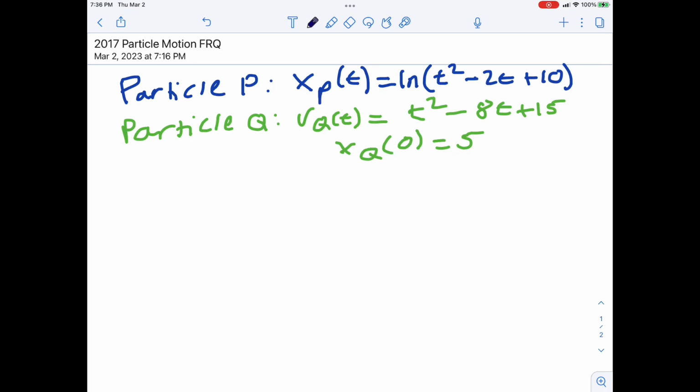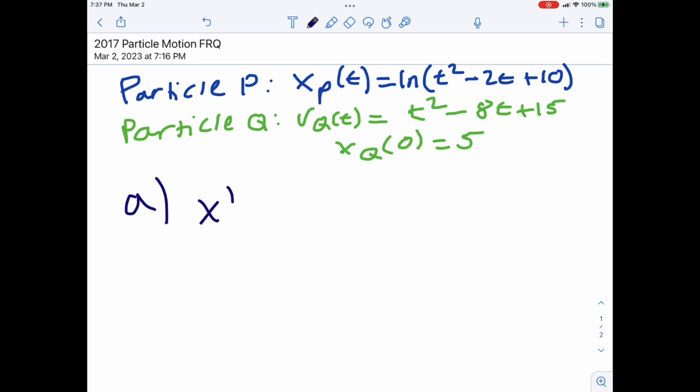So I went ahead and wrote out the equations and the information we've been given that will help us solve this problem. So let's get started with part A. Part A asks, for 0 ≤ t ≤ 8, when is particle p moving to the left? So we should first start by thinking, how do we know when something is moving to the left? That's by looking at its velocity. But we're only given particle p's position. So in order to find when particle p is moving to the left, we're going to need to take the derivative of its position to find its velocity. So let's start by doing that.